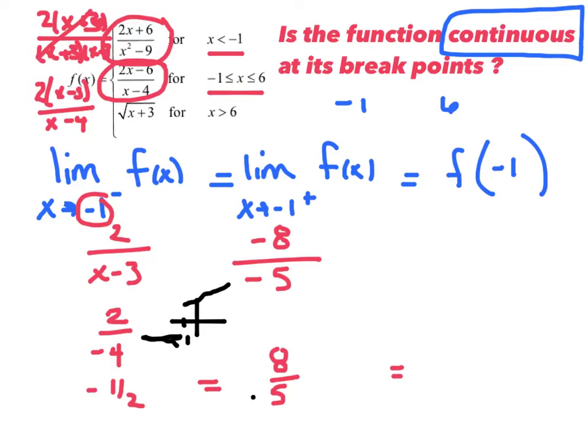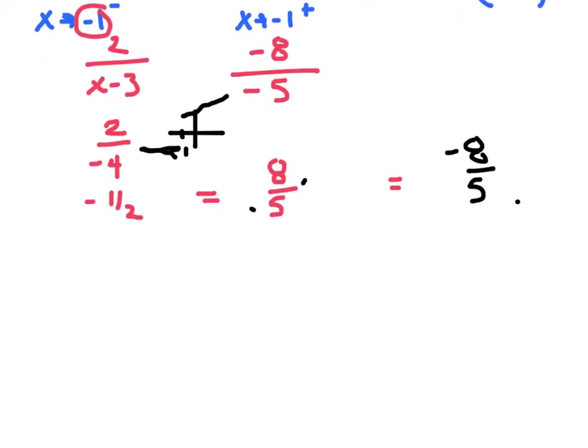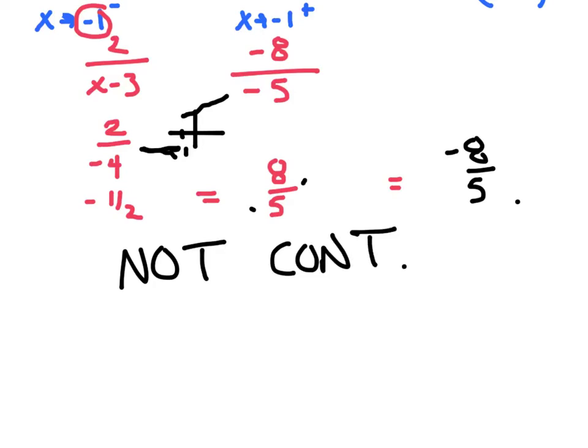F of -1 is when it's equal to -1, which is this guy, and we already know our answer is -8/5. But since the left and the right and the f of value don't equal, all I'm going to say is this function is not continuous. And it's that simple. Okay? Three-headed monster every time we see that word continuity. We have one more point to check, and I believe the other breakpoint was x equals 6.